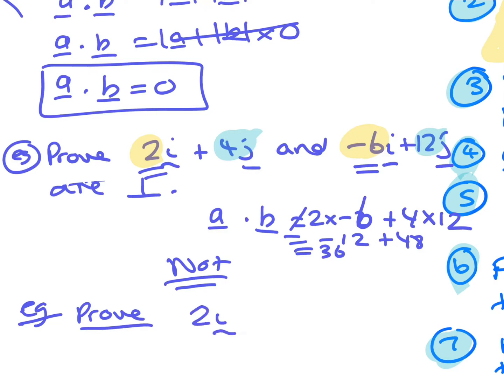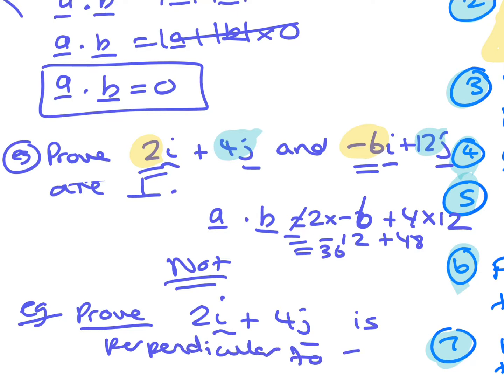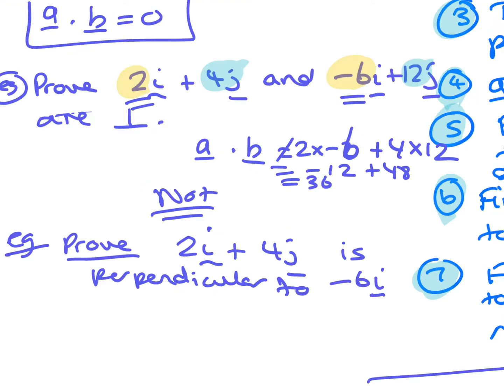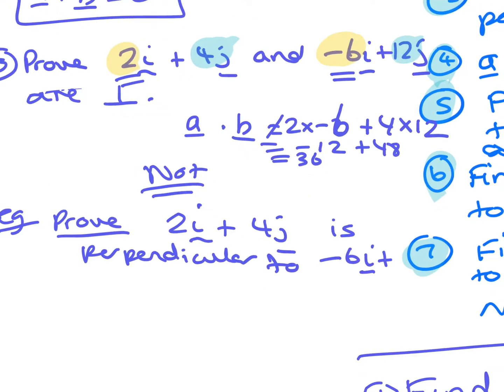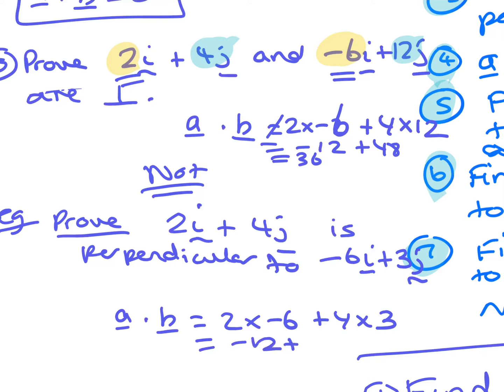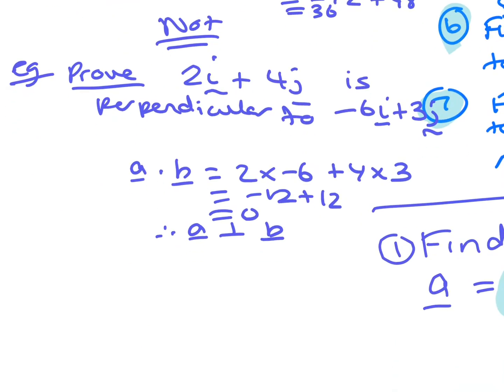So let's just look for one that potentially might be. So let's prove that this one is perpendicular to minus 6i plus 3j. Okay, so the dot product for that one would be 2 times minus 6 plus 4 times 3, minus 12 plus 12, which equals 0. Therefore, A is perpendicular to B.